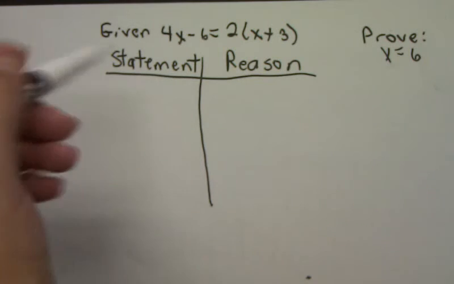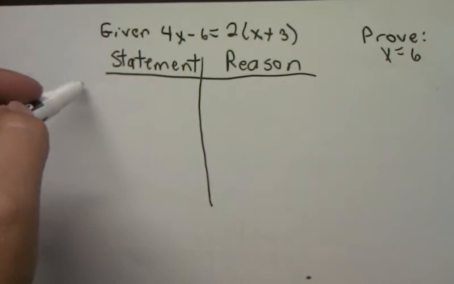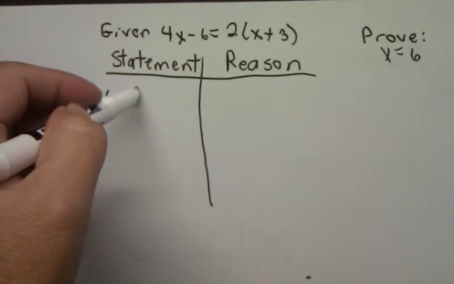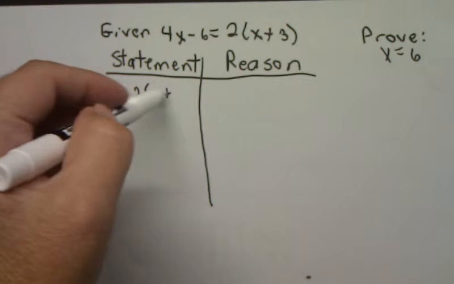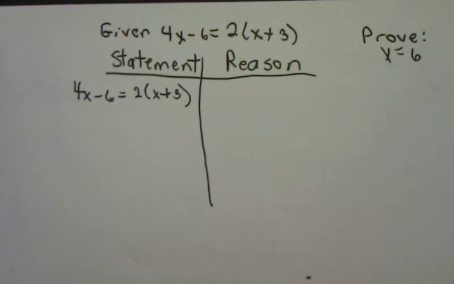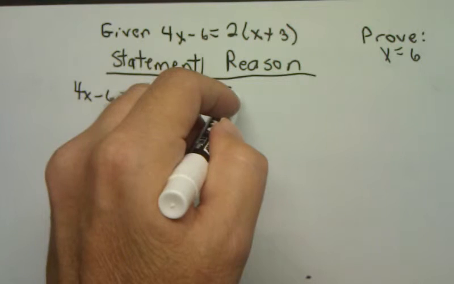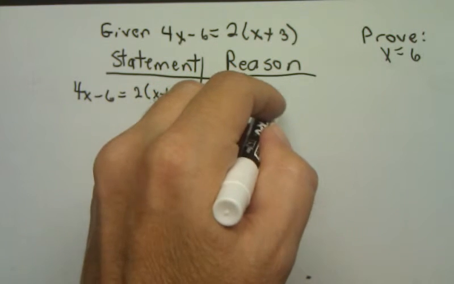Right? Well, first of all, I'm going to write my given: 4x minus 6 equals 2 times (x plus 3). And yes, I want this in your notes. Okay, this is given. So my reason is it's given. Okay?